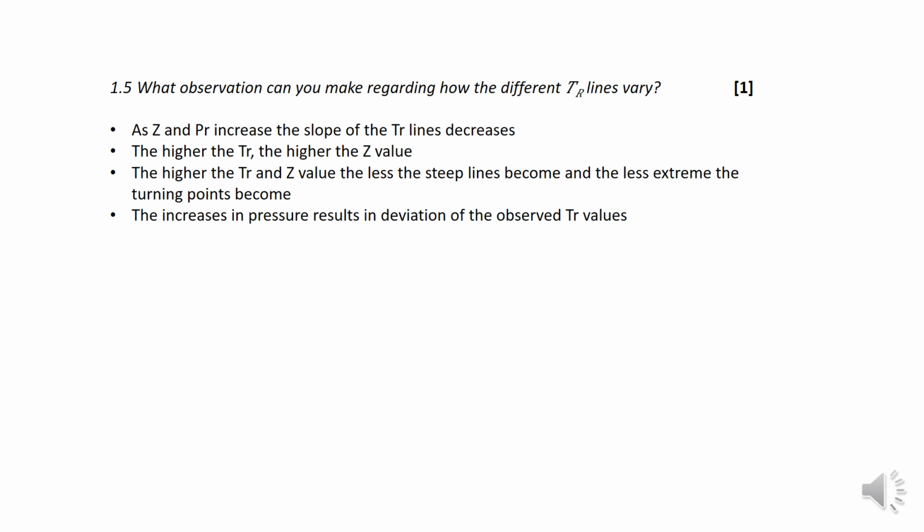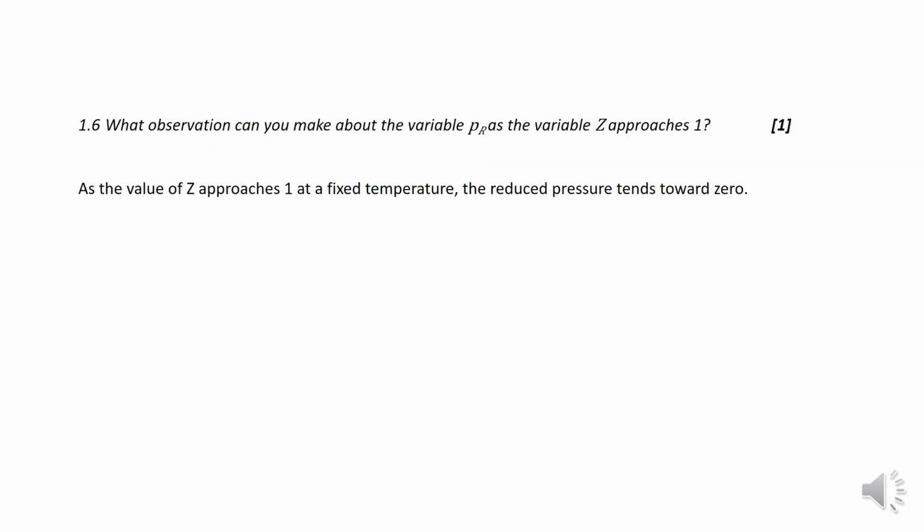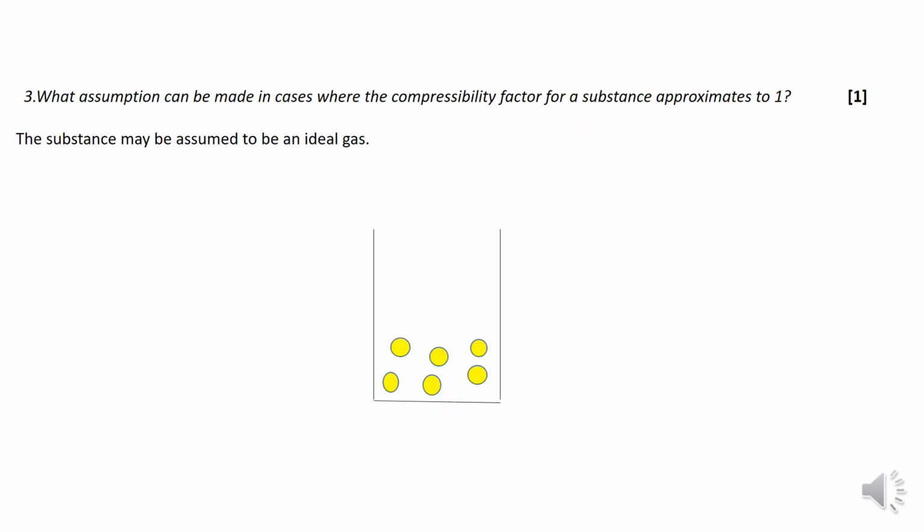TR lines decreases. On the graph, it is observed that as Z approaches 1 at fixed reduced temperature, the reduced pressure tends towards 0. While the pressure P is small relative to the critical pressure, it is assumed that the compressibility factor Z is approximately equal to the value 1.